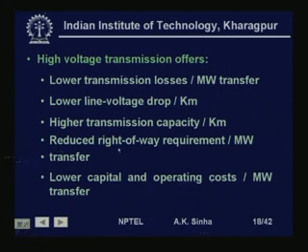Another aspect is reduced right of way requirement. That is, if we are using higher voltage systems, then we can use fewer circuits, that is, fewer transmission lines are required to transmit the same amount of power. Say a 400 kV transmission line can roughly carry about 550 megawatt of power, whereas a 220 kV transmission line can carry only of the order of around 200 megawatt. 132 kV will be able to carry only around 85 to 100 megawatt.